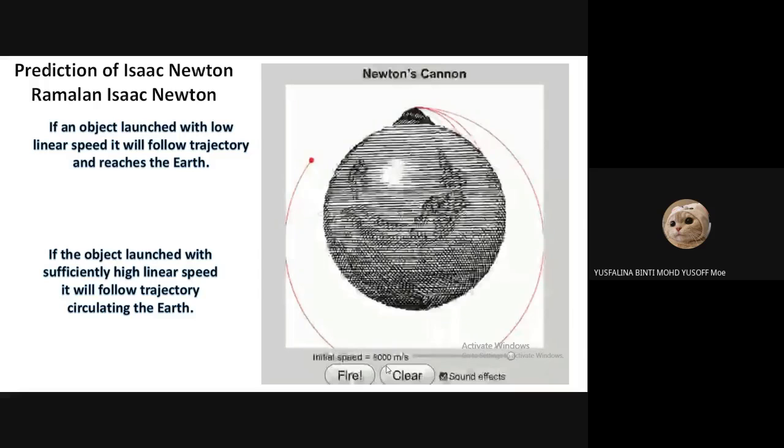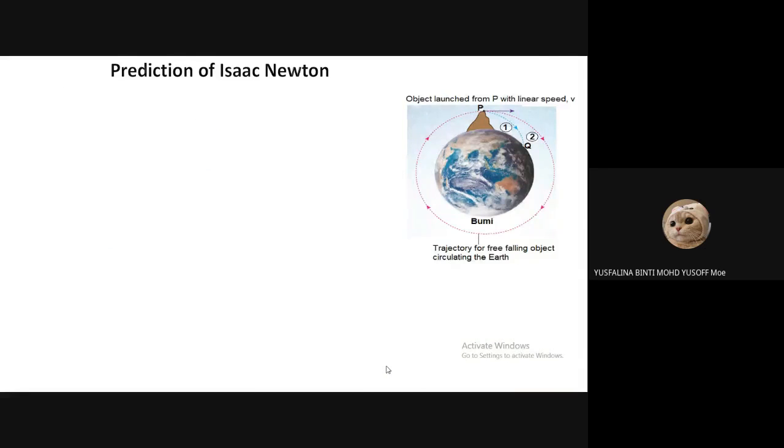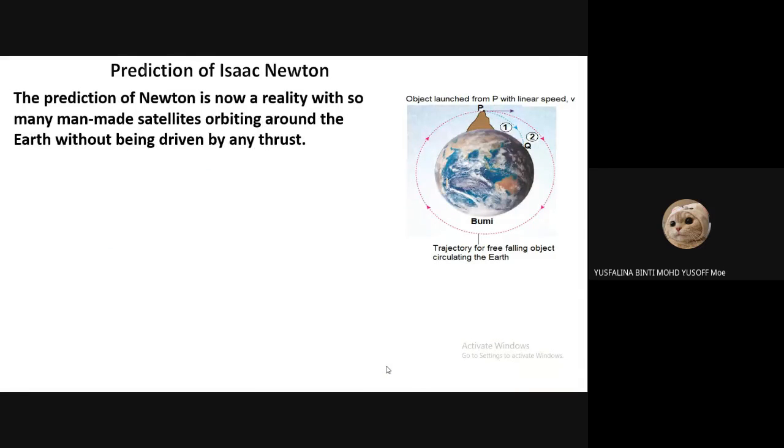So this is actually the experiment, the prediction of Isaac Newton. The prediction of Newton is now a reality, with so many man-made satellites orbiting around the Earth without being driven by any thrust. So they can orbit around the Earth, but they need a certain speed.